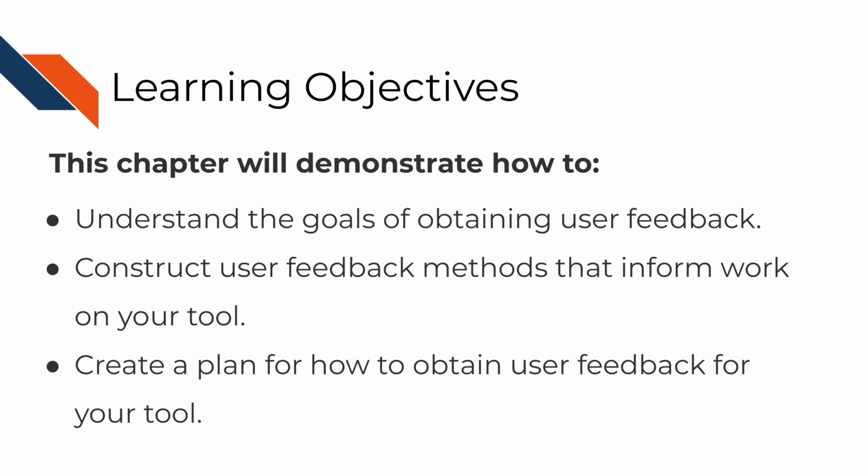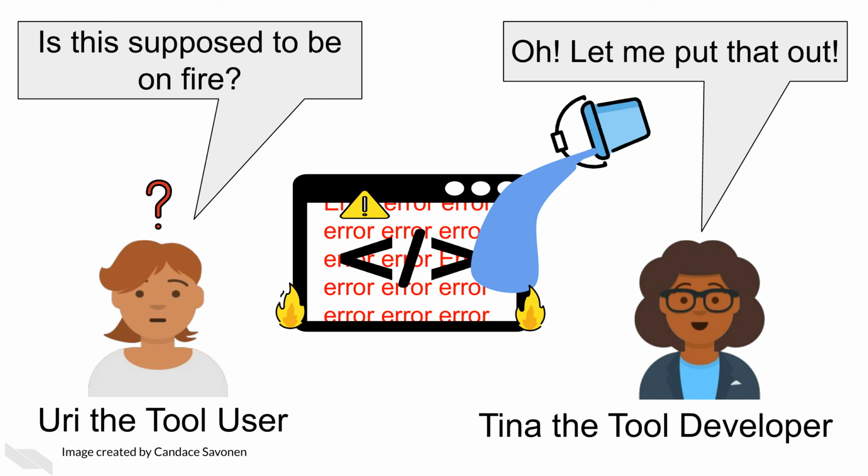This chapter will demonstrate how to understand the goals of obtaining user feedback. Construct user feedback methods that inform work on your tool. Create a plan for how to obtain user feedback for your tool. Tina, the tool developer, and Uri, the tool user, both are looking at Tina's tool that has error written all over it with a warning sign and is on fire. Uri, the tool user, says, "Is this supposed to be on fire?" Tina, the tool developer, pours a bucket of water on the fire and says, "Oh, let me put that out."